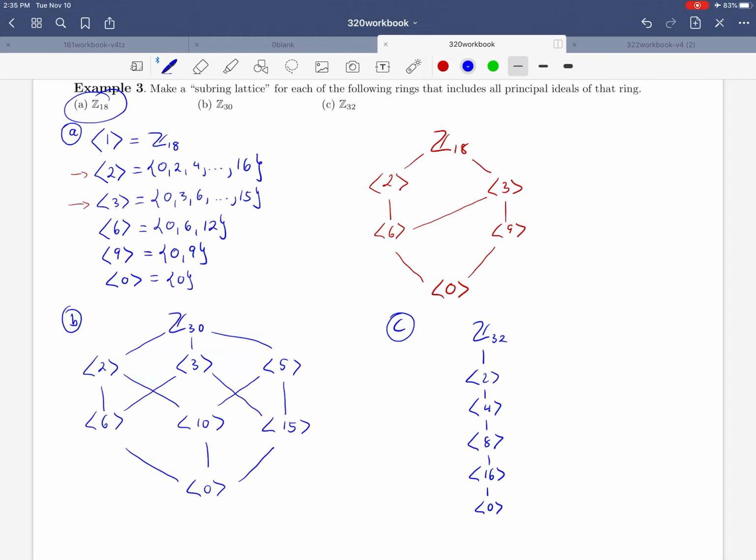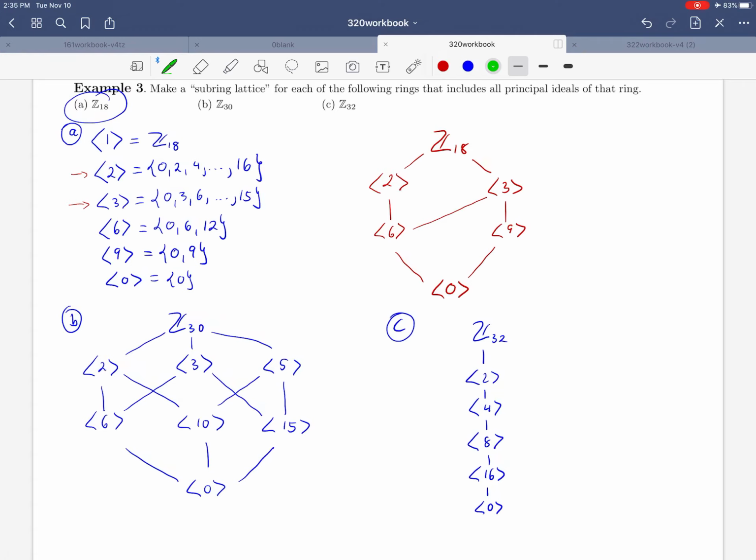Okay, here are the solutions for all three parts of example 3. I drew out the subring lattices for Z18, Z30, and Z32. And I'd like us to look at those for a minute and then go on. They're going to motivate our next couple of definitions.